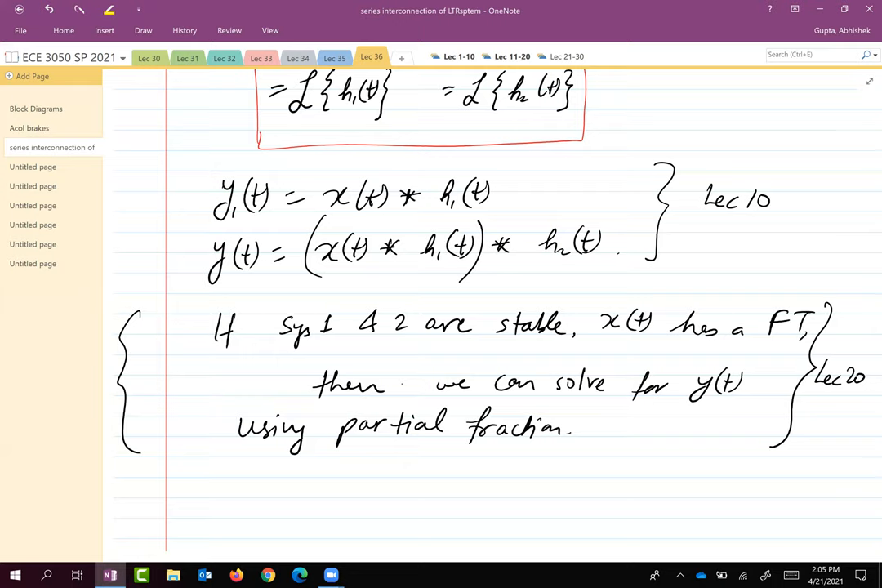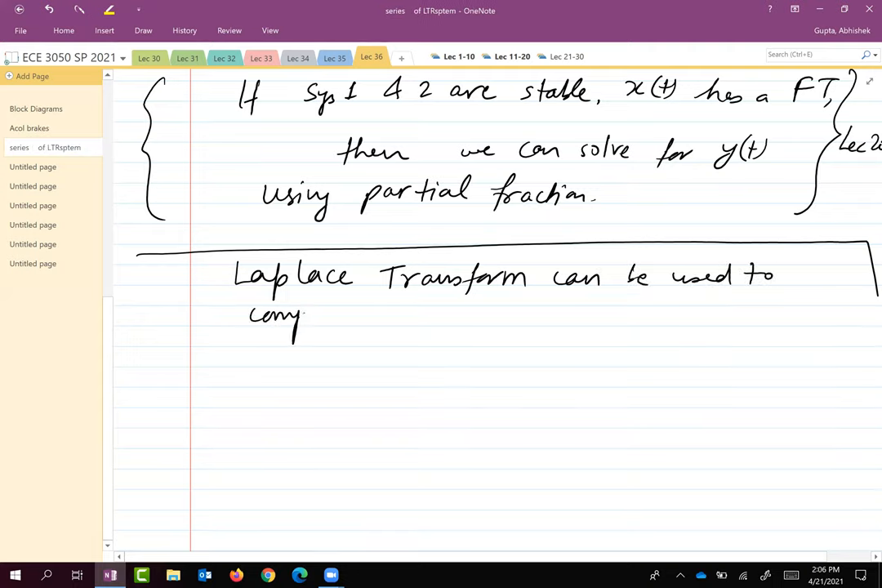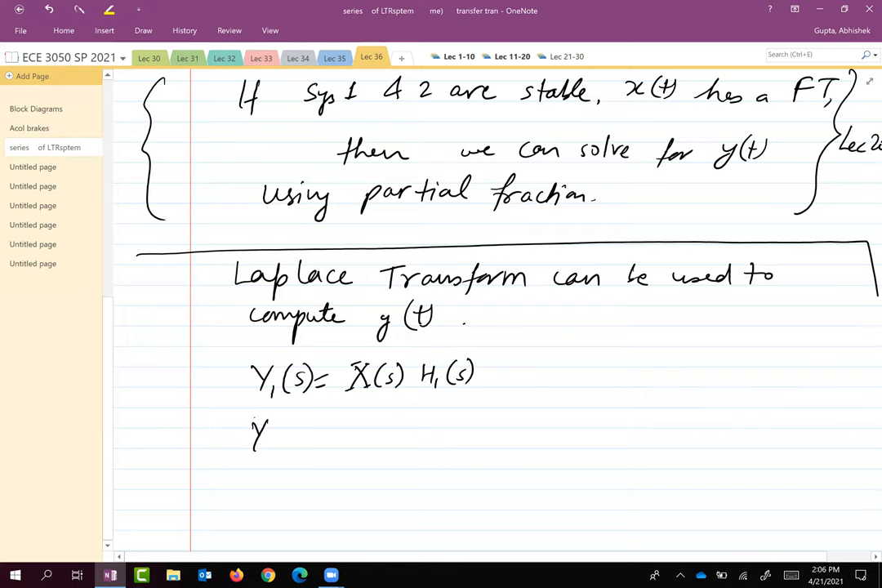Now, after having done lecture 35, we now know the power of Laplace transform. And we know that even if the system is unstable, Laplace transform is well defined. It's only the region of convergence that changes. So now we can just use Laplace transform to compute y of t. So I can have Y of s equals X of s multiplied by H1 of s, and then Y of s would be X of s, H1 of s, H2 of s. And that's because convolution in time domain is multiplication in Fourier domain or multiplication in Laplace domain.